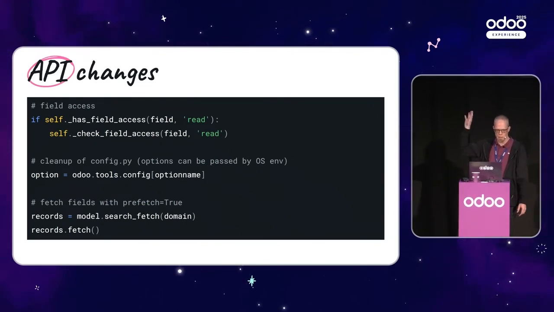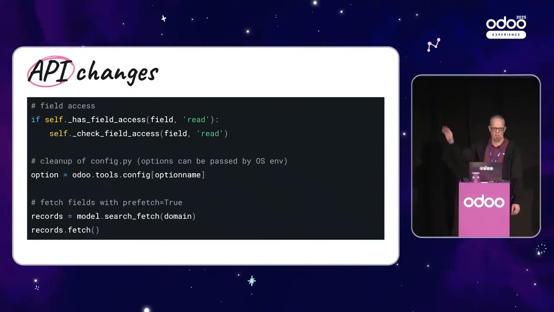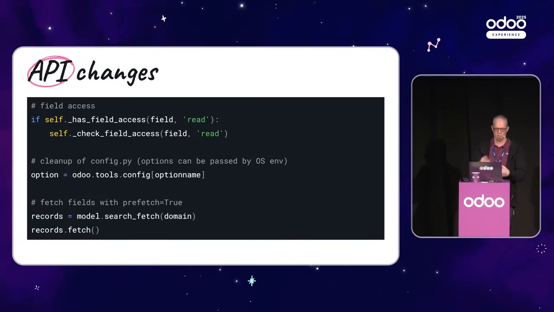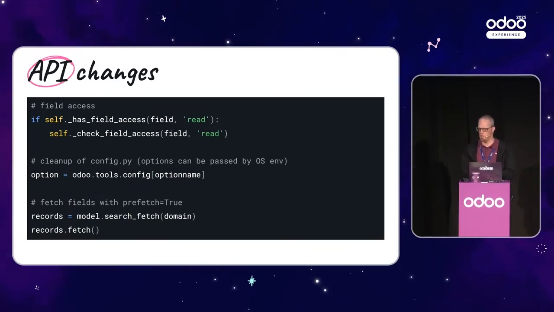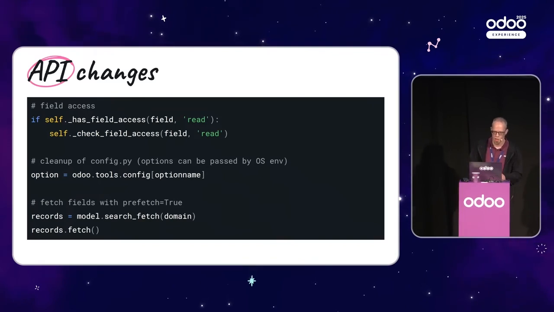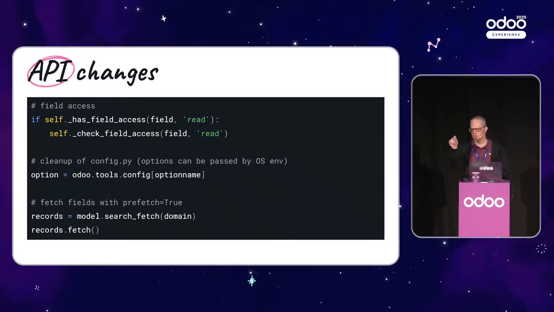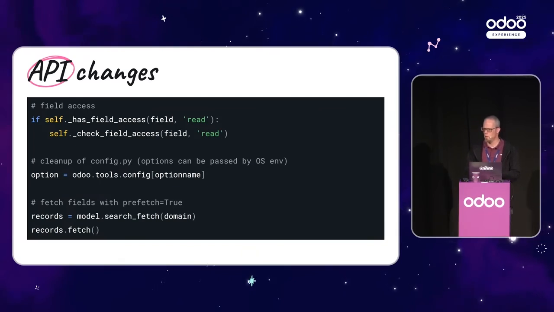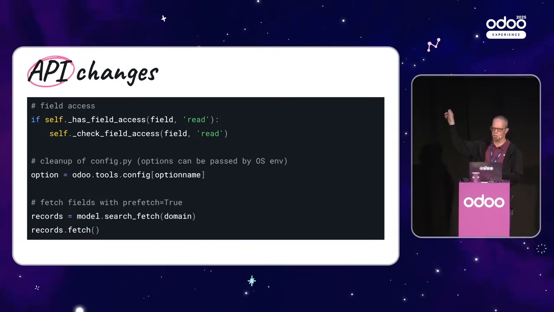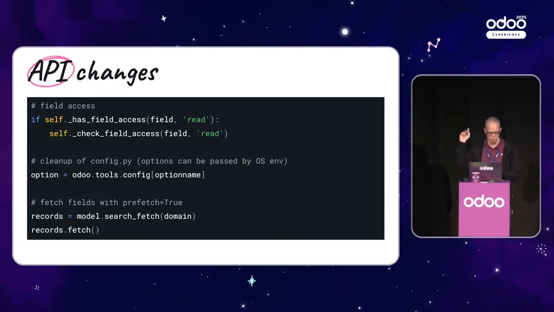Just a few minor changes for field access. We simply renamed the method and refactored it. So you have has field access and check field access, and it uses the field object, not the field name. So in the code, it's actually much more convenient to use this one.